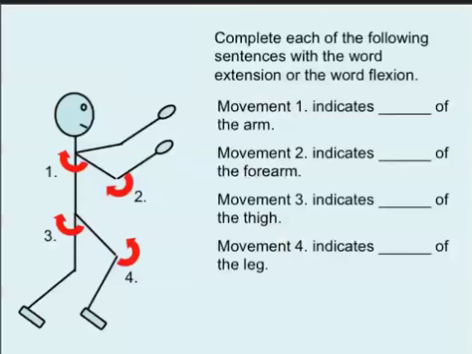Last slide. Complete each of the following sentences with the word extension or flexion. Movement number 1 indicates extension of the arm. Movement number 2, extension of the forearm. Movement number 3, extension of the thigh. Movement number 4 is flexion of the leg.